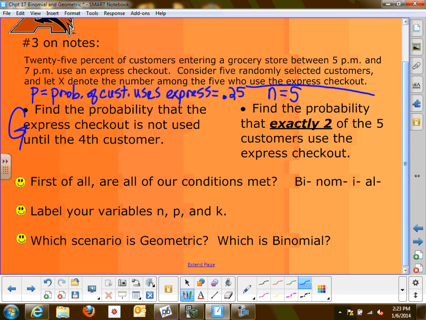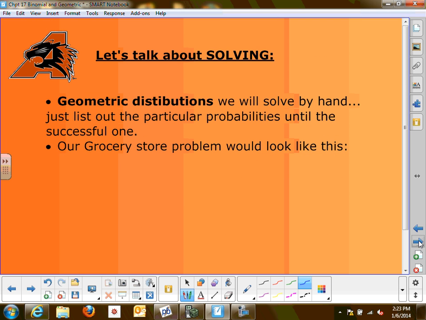So because they tell me this, it's not used until the 4th customer, then I know that this person uses the express checkout. So therefore, these people what? Do not. So I know the exact order. So let me put some probabilities to this. Oh, I wanted to put this actually here where I have more room. Okay, sorry. So it's not uses.